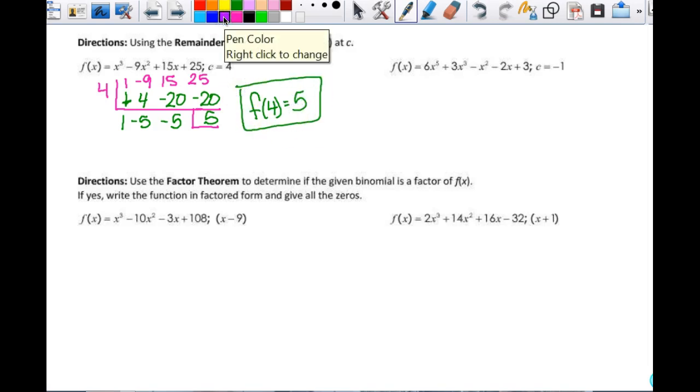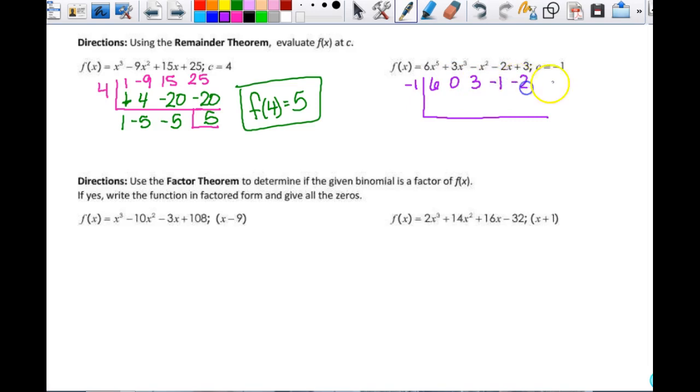So then do the same thing for this negative 1. Negative 1 divides in here, so I get 6. Now I don't have an x to the 4th term, so that's a 0. Then x to the 3rd is going to be, that's the 3. So 5, 4, 3, 2, 1, and 0. So my exponents are 5, 4, 3, 2, 1, 0, so I make sure I have my placeholders there.